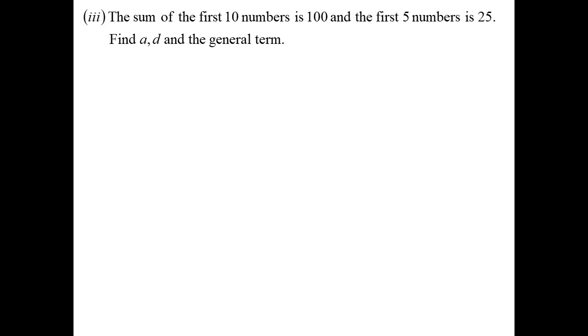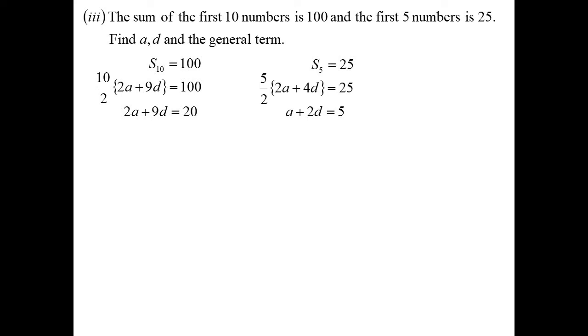The sum of the first 10 numbers is 100. The sum of the first 5 numbers is 25. So let's find the first term, the common difference, and what the general term is as well. All right, sum to 10 is 100. Well, that means that 10 on 2, 2a plus 9d is 100. Tidy that up a bit. Sum to 5 is 25. 5 on 2, 2a plus 4d is 25. Tidy that up a bit.